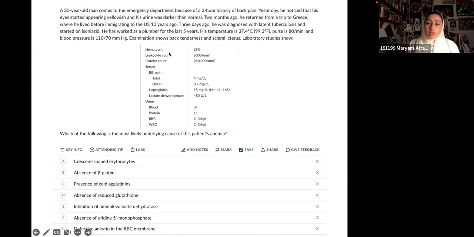Lab studies show hematocrit is low, leukocytes are normal, platelets are normal. And this is very important: his bilirubin is high, greater than 1, and his direct is 0.7, meaning the indirect is 3.3, which is high. Haptoglobin is low. Lactate dehydrogenase is high. In the urine, you can see blood, protein, RBCs, and WBCs. So which of the following is the most likely underlying cause of this patient's anemia?